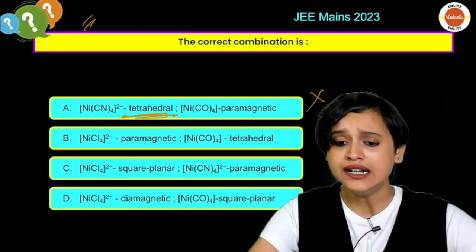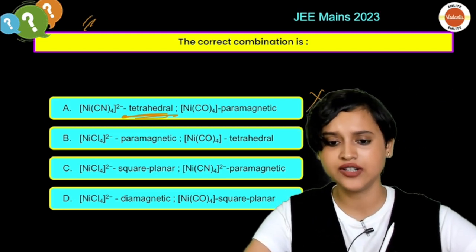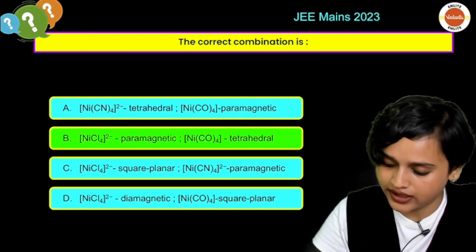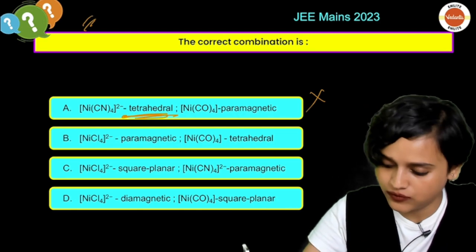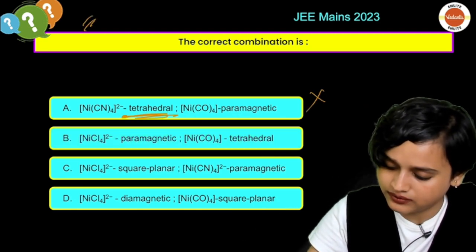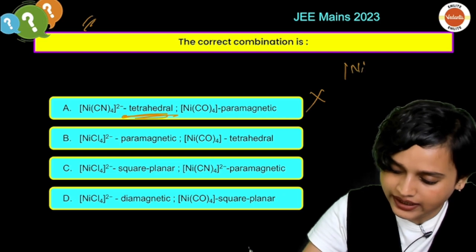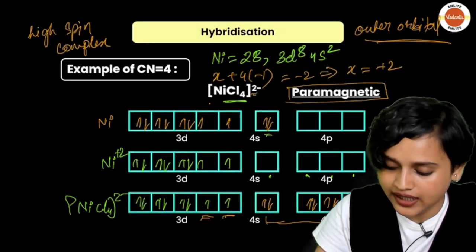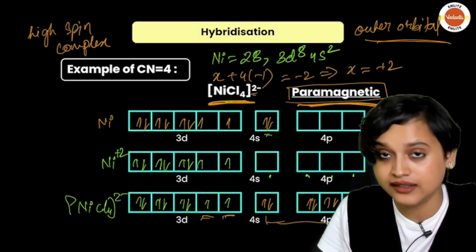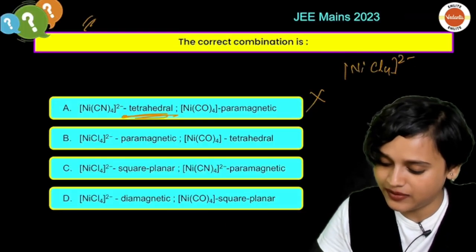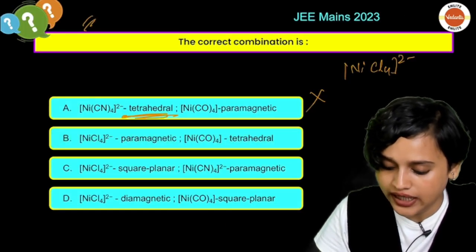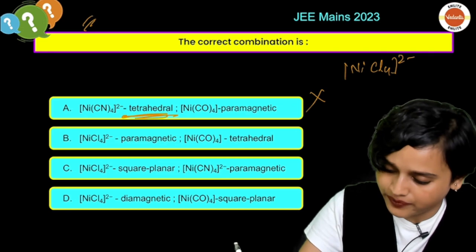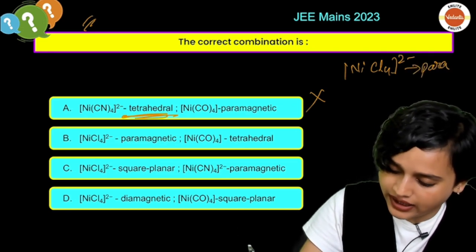Great. Now, let's solve it for NiCl4. Shall we do it for NiCl4 then? Option B. Let's do it for NiCl4 2 minus. Yes, and this also we have done. See, NiCl4 2 minus is paramagnetic. Yeah, this is paramagnetic. Great.